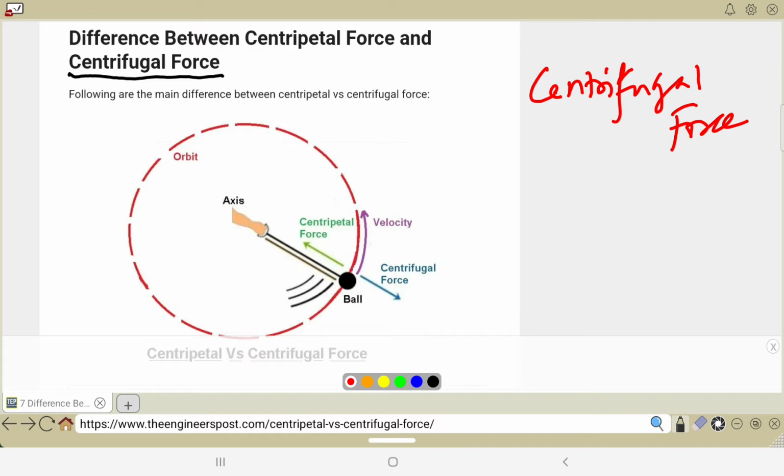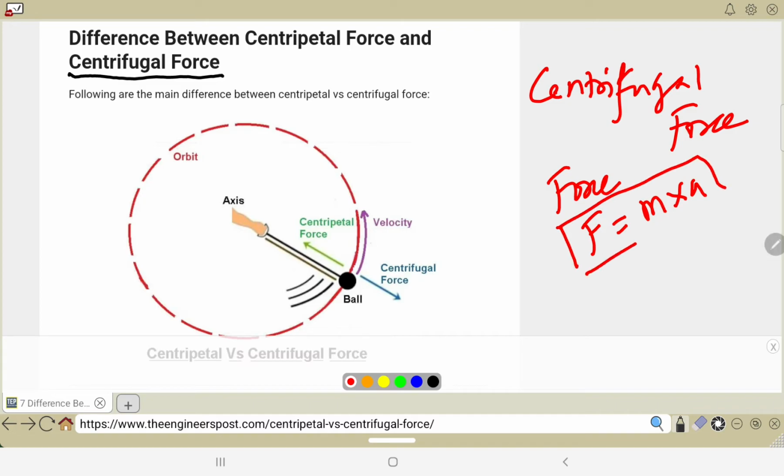Before that, we know what is meant by a force. Force is nothing but equal to mass into acceleration. This is as per Newton's second law of motion, and we know this formula very well. Force is equal to mass into acceleration. But here we have to consider one centrifugal force and another centripetal force.